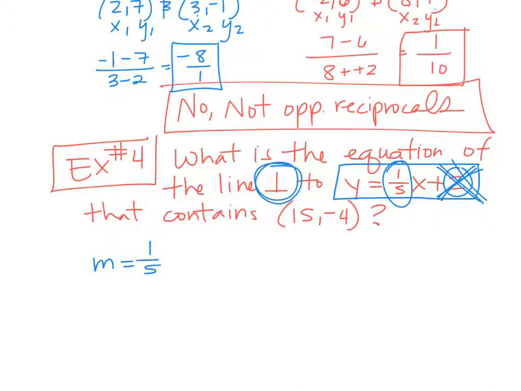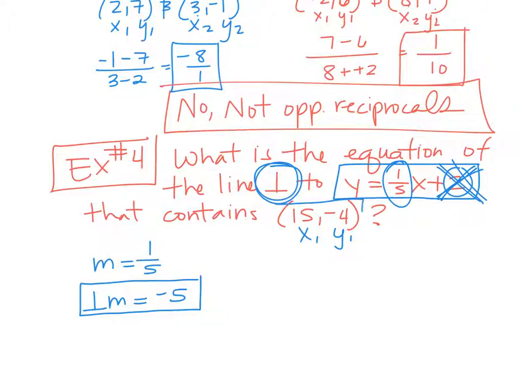Okay, so if my slope is 1/5 and I have this point, x1, y1, what is my new slope going to be? My perpendicular slope? -5. Okay, so my perpendicular slope is the opposite reciprocal, which would be -5. Okay, so don't use the 1/5. Use the -5 because we want the new line to be perpendicular.